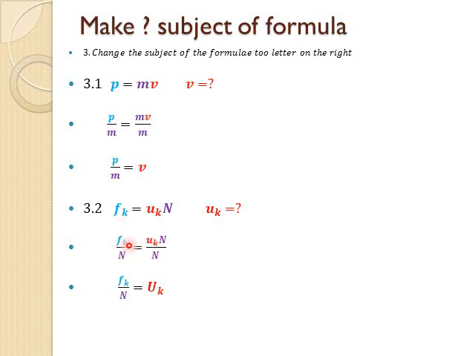So I want mu k on its own, so mu k n divided by n. What I do to one side, I must do to the other side, so fk divided by n. n and n cancel, so I'm left with mu k equals fk divided by n.